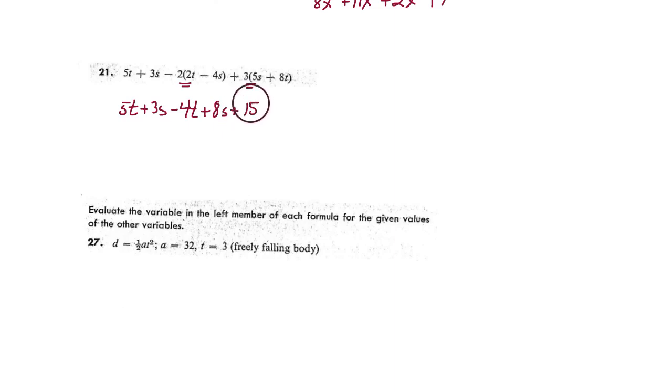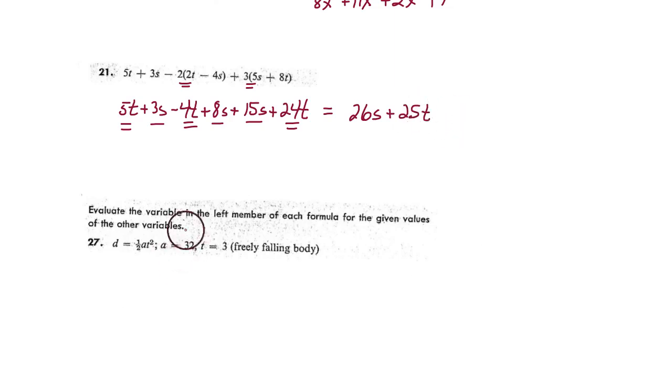This makes positive 15s and positive 24t. Now combine the s's. We have 3s and 8s and 15s. That's 26s. Now the t's. We have 5t, take away 4t, which makes 1t, and then add 24t, which makes positive 25t.